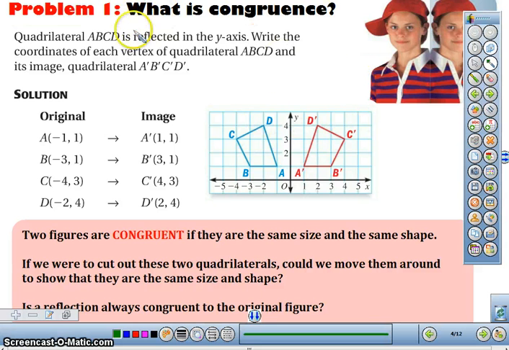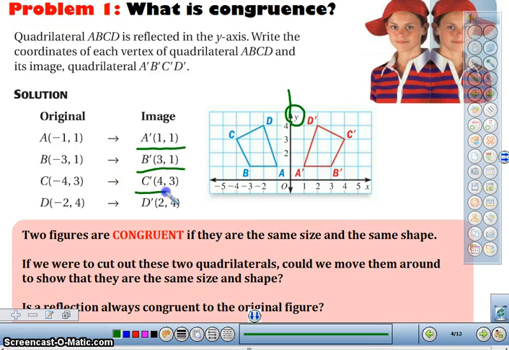What is congruence? Well, a quadrilateral ABCD is reflected over the y-axis, so we're looking at our y-axis. We can write the coordinates of that quadrilateral as A prime, B prime, C prime, and D prime. So when you do your homework tonight, if you're listing point A, it's located at 1, 1. The new image becomes A at -1, 1, so we call it A prime. B was at -3, 1. We are now going to be over at +3, 1. Same with C being at 4, 3, and C prime and D prime.